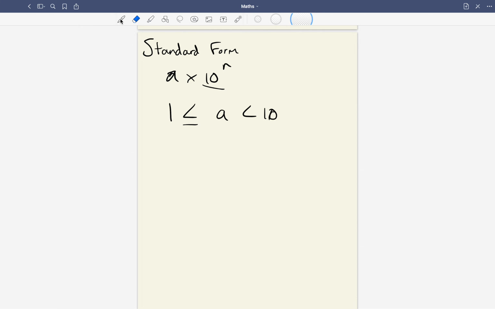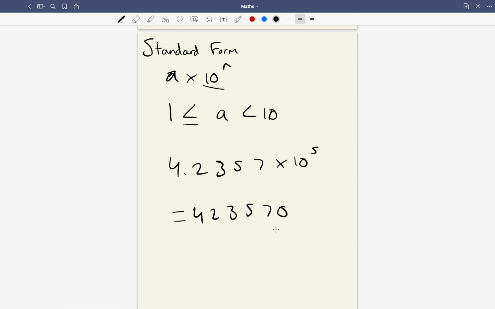So if I have another example of, let's say I've got 4.2357 times 10 to the power of 5. Remember, I've got 5 things behind the decimal point, so 5 little bits, so 5 numbers. So pause the video and have a go at writing that in its ordinary form. So if you wrote 42357 and then chucked another 0 on there, you'd be absolutely right. And that is 4.2357 times 10 to the power of 5.